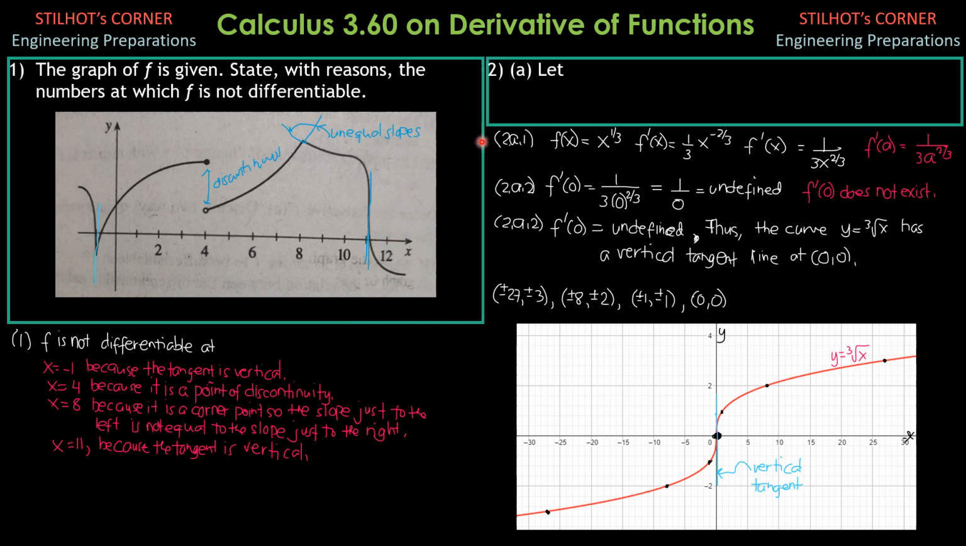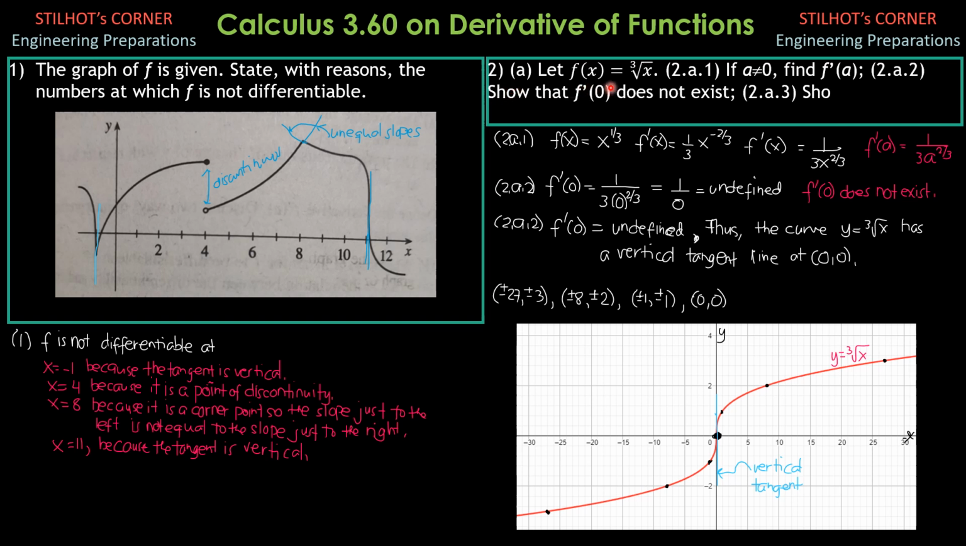We now proceed to the second problem. 2a, let f of x be the cube root of x. Then 2.a.1: if a is not equal to 0, find f prime of a. Then 2.a.2: show that f prime at 0 does not exist. Then 2.a.3: show that y equals cube root of x has a vertical tangent line at (0, 0).